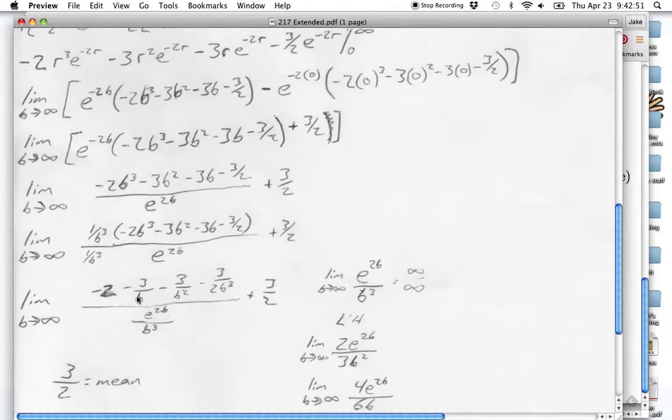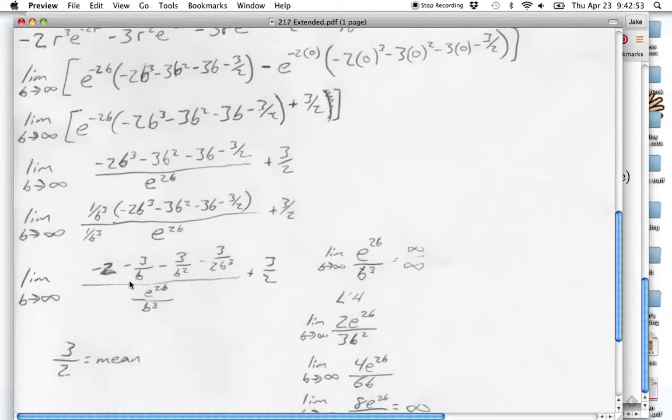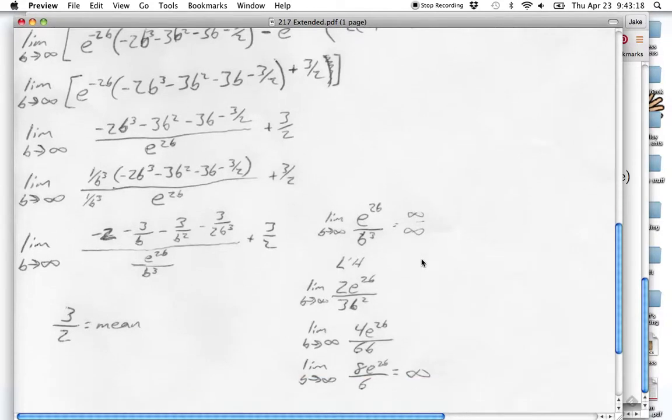Okay, so you can see from here, as this goes to infinity, this fraction is going to be 0, that fraction is going to be 0, that fraction is going to be 0, and I'm going to have negative 2 here. Okay, so then we really want to look at what's happening in the denominator. So I'm looking at the limit as these two go to infinity. Well, that's infinity over infinity. So I can use L'Hopital's rule.